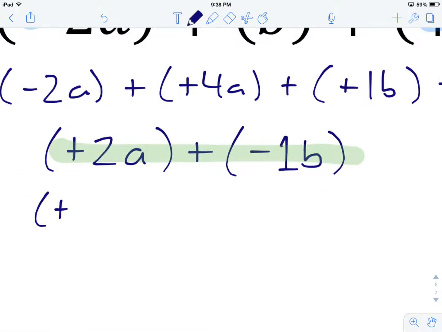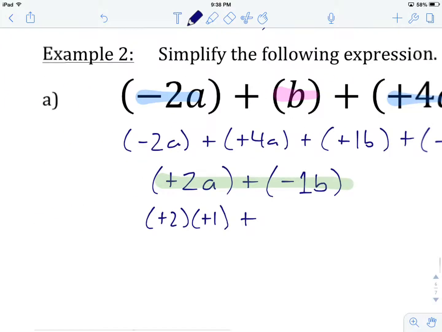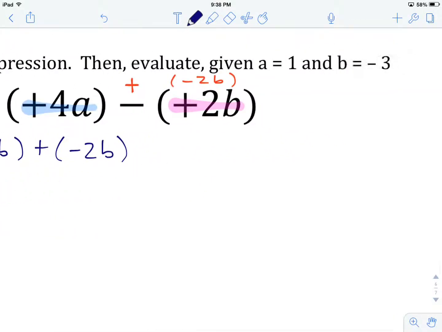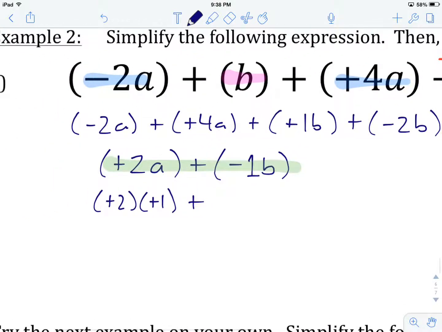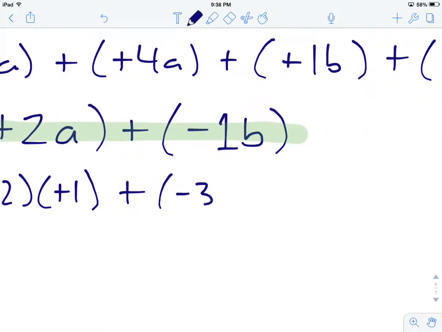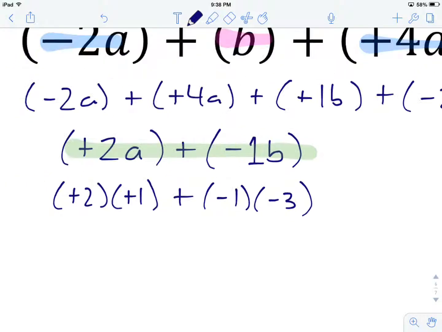For every time we see an a, we're going to put in a 1. So there is a plus 2 times a plus 1. Added to, and every time we see a b, we are going to put in a minus or negative 3. So we have minus 1 times minus 3. And now we're going to evaluate.